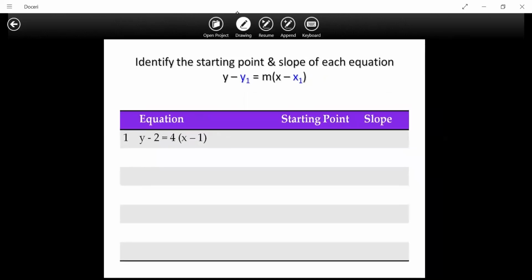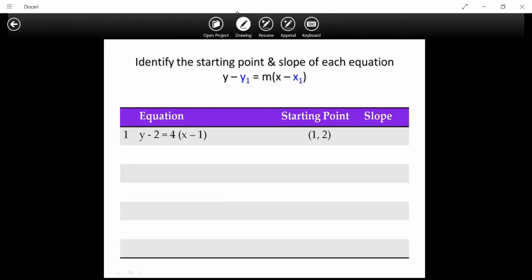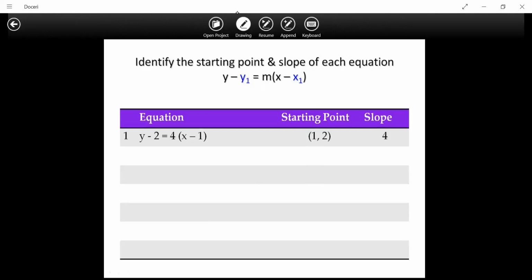Okay. Now, we're looking at our points here, and we're trying to identify the starting point and slope. Okay? Can you tell me the starting point of this one? What's my starting point? What's the x value? 1. So its opposite would be 1. The y value is -2. Its opposite should be 2. So what's my starting point? 1, 2. My starting point is 1, 2. What's my slope? 4. Doesn't change.